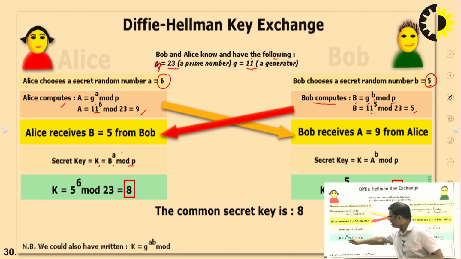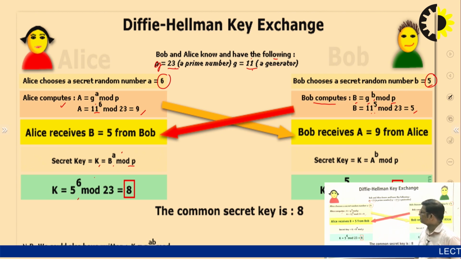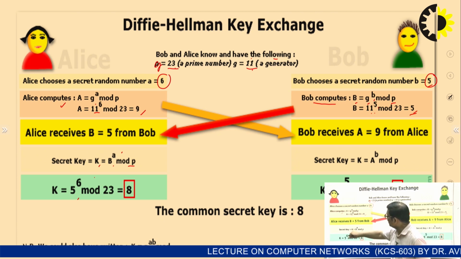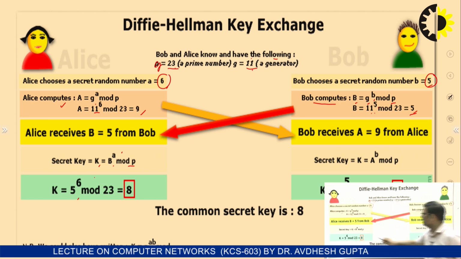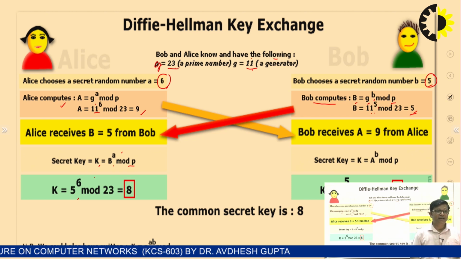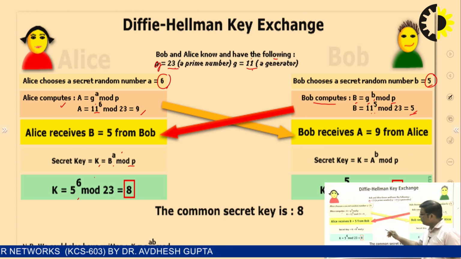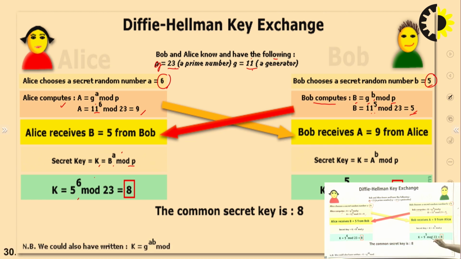So this is 5 to the power 6, where 5 is the number generated by this, and 6 is here, mod 23. 23 is what? This is 23, and it generates a new number, 8. K is equal to 9 to the power 5, where 9 is generated by Alice, to the power 5, mod 23, which is also 8. The common secret key is 8 now. This is the common secret key.